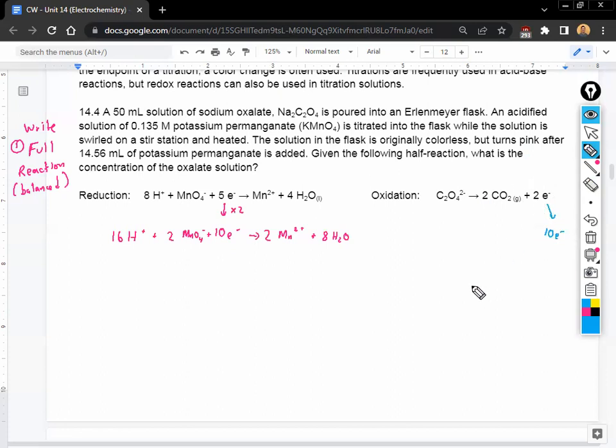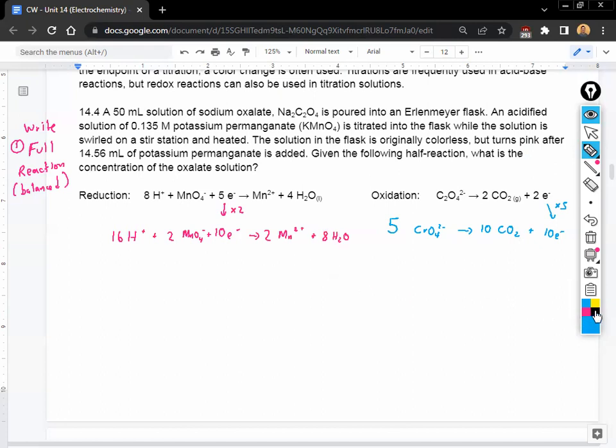Okay, on the oxidation side, what do we need to multiply everything by? 5. Okay, so we got 5 of that compound, and then you've got to multiply this by 5, and that's 10 carbon dioxides. Sorry, this looks like an S. That's bothering me. 5. Beautiful. Okay, now we can put them together.